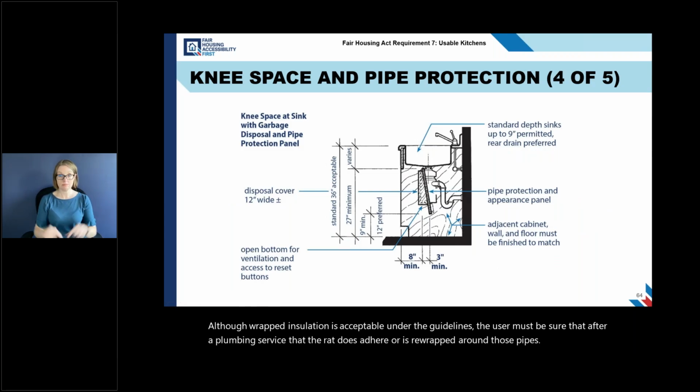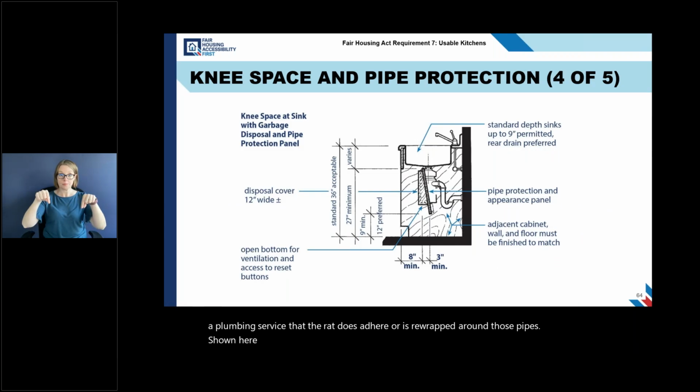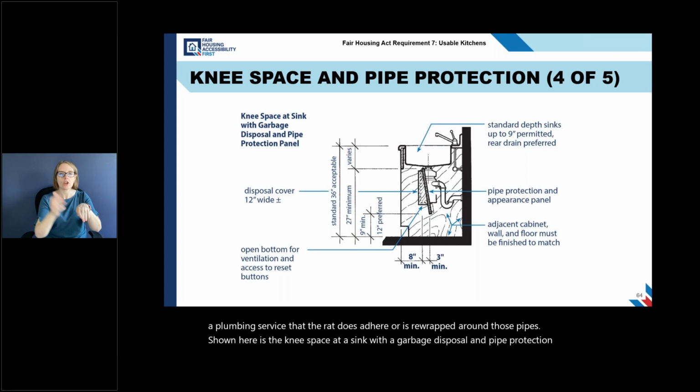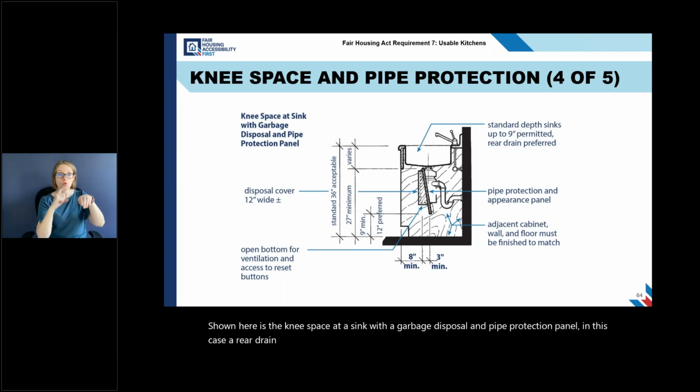Shown here is the knee space at a sink with a garbage disposal and pipe protection panel. In this case, a rear drain is preferred, and the adjacent cabinets, walls, and floor must be finished to match.